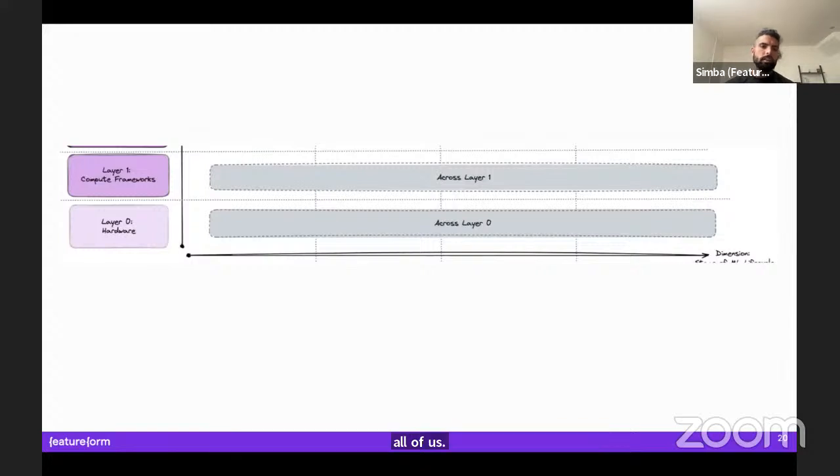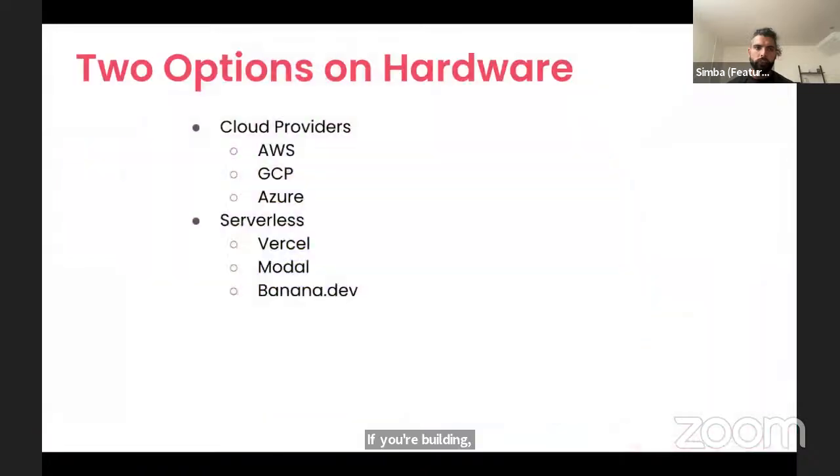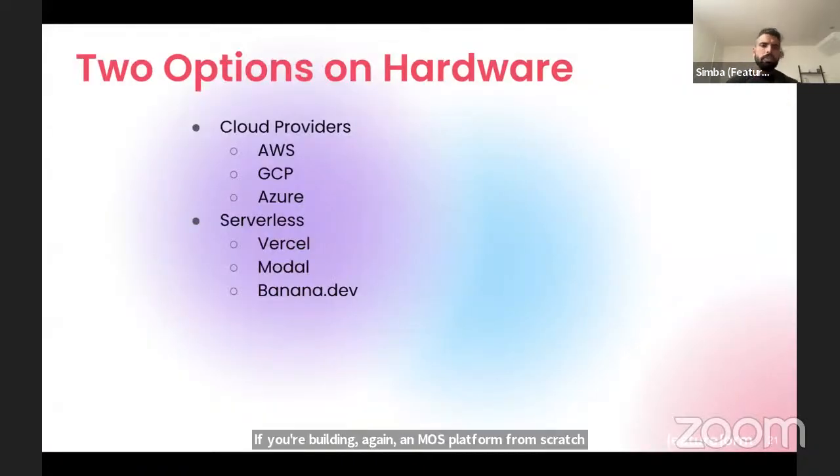So let's begin at the lowest layer, which is the compute framework and hardware. This is the first question to answer if you're building an MLOps platform from scratch. There's really, I would say, two options here on the hardware side. One, which is by far the most common, is to go with some cloud provider. That could be AWS, GCP, Azure. The other option, which has definitely gained more steam recently, is to go with one of the serverless providers. Vercel has become a big player in this space. Modal and Banana.dev are two others.